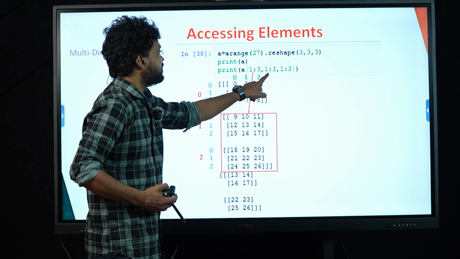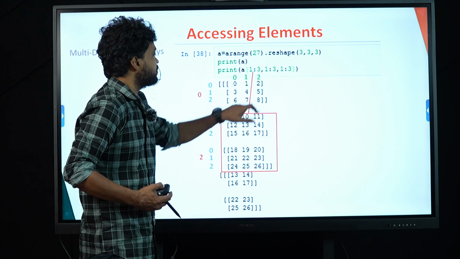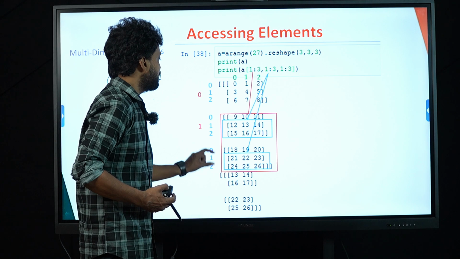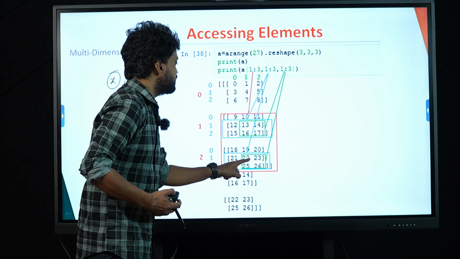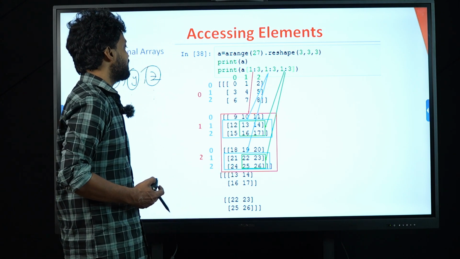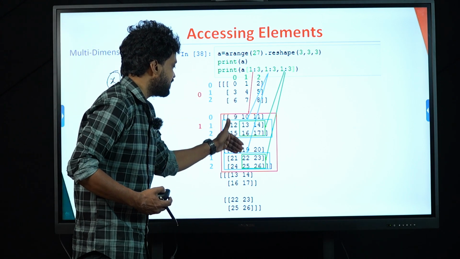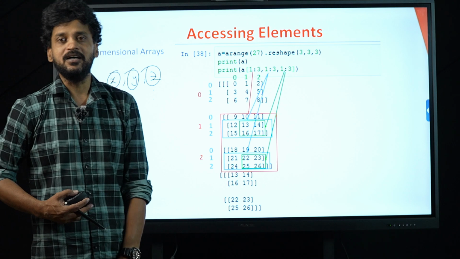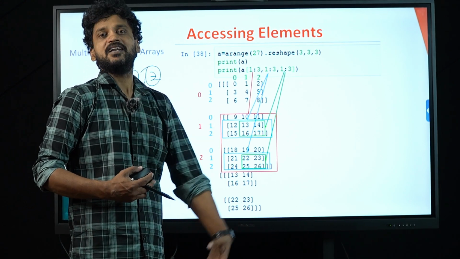From the first row to the third row, this is the first page to the third page, first row to the third row. This is the first row to the third row. Are we clear? And then from the first column to the third column, this is the first column and this is the second column, and the third column will get neglected. So what will be the output? 13, 14, 16, 17, 22, 23, 25, 26 will be the output. This is how you will be able to access a 3D array. Thank you.